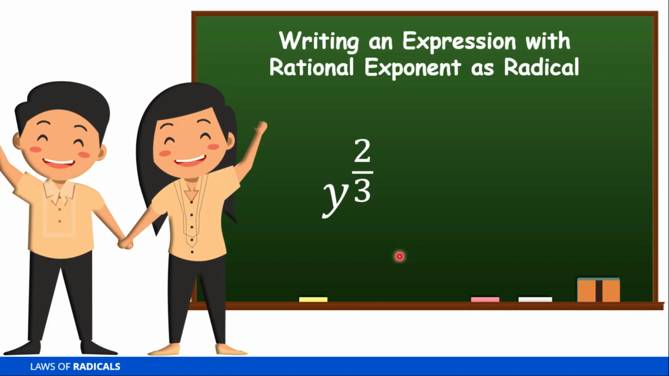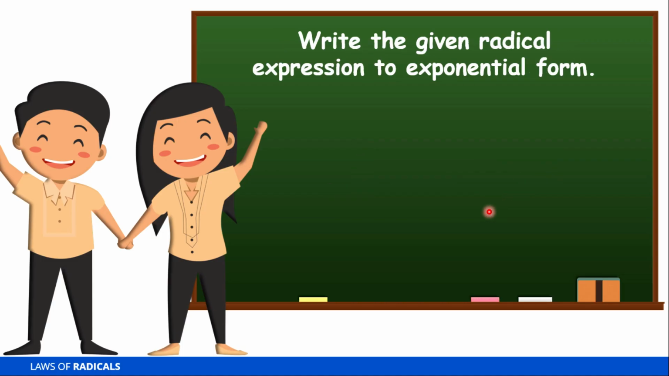Next, sa pagsulat ng isang expression with rational exponent into radical, yung numerator sa rational exponent ay magiging exponent naman ng ating radicand or nung y sa loob ng radical symbol. And then yung denominator ay ang magiging index ng ating radical. Now, paano kung baliktad naman yung given? Again, this is just a review.